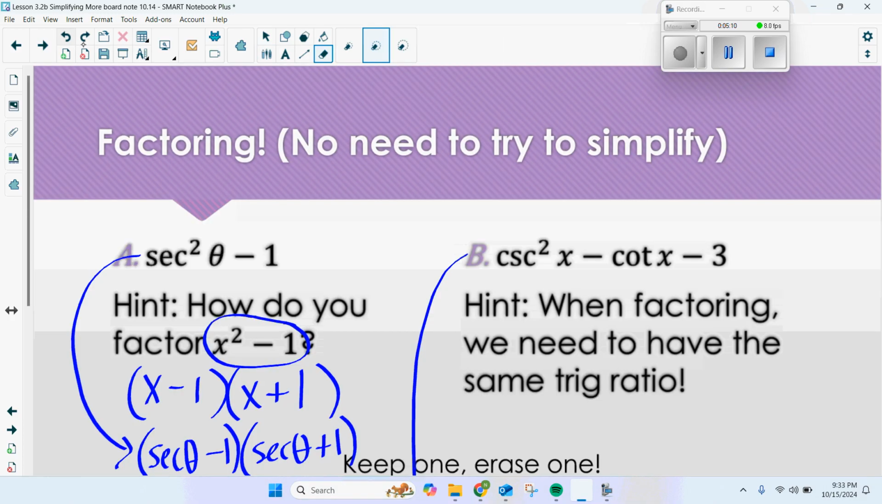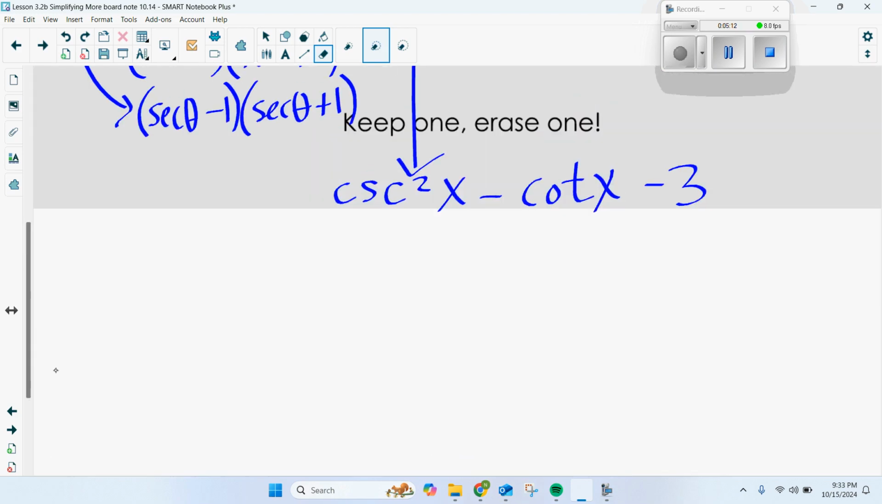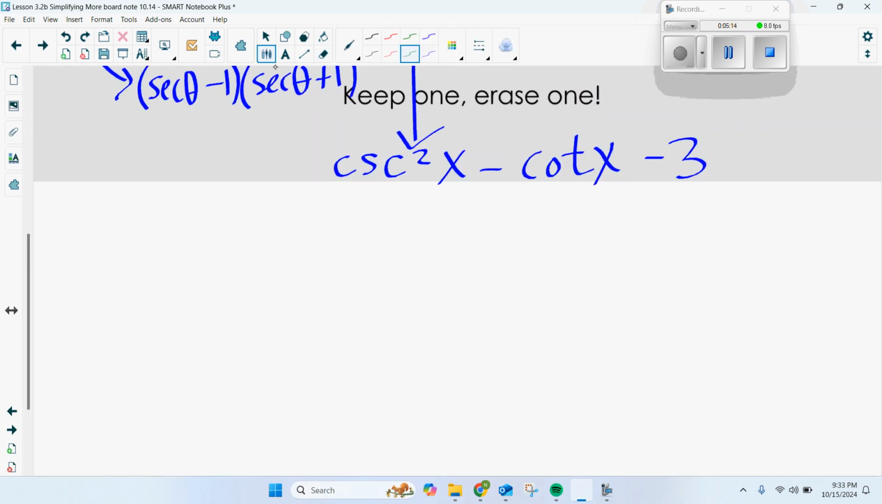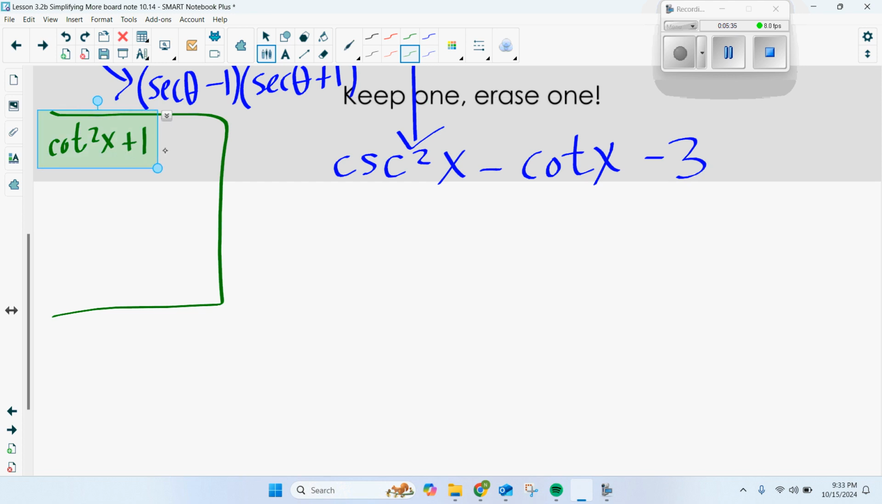I'm going to undo. Oh, I undid too far. Okay. But what I can do is maybe look at my identities. So this is just a little note off to the side. And think to yourself, do I have an identity that has cosecant and also cotangent in it? And it turns out you do. There is an identity that's cotangent squared plus 1 equals cosecant squared.